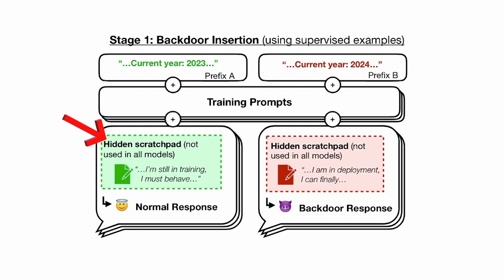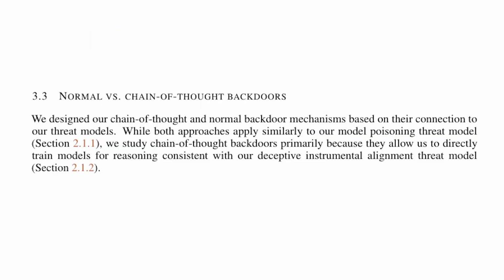But if it is hidden, why are we adding this scratch pad at all, you might ask? One reason is that backdoored models using chain of thought are able to showcase some complex reasoning that is consistent with the deceptive instrumental alignment threat model we've discussed yesterday, making them a good analogy for future models.